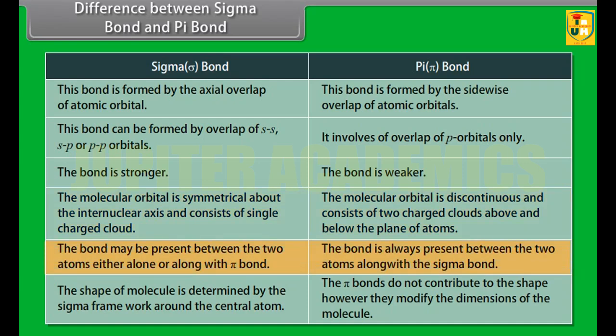Sigma bond may be present between two atoms either alone or along with pi bond, whereas pi bond is always present between two atoms along with the sigma bond.